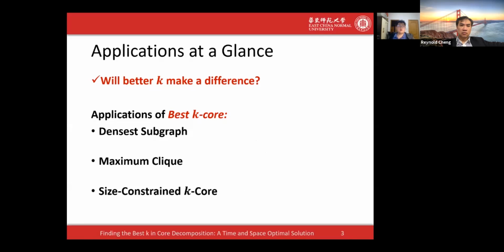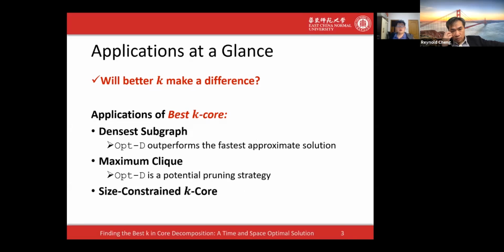We have several applications of best K-core. Each of them is very important. For densest subgraph, our algorithm outperforms the fastest approximate solution. For maximum clique, our solution is a potential pruning strategy. For size-constrained K-core, our algorithm returns an approximate solution in linear time.